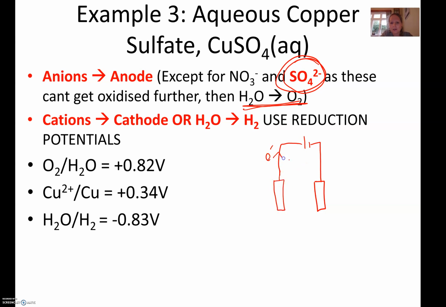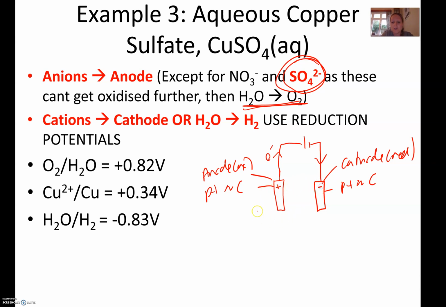Electrons flow from the anode to the cathode where reduction occurs. This is made out of platinum or carbon. This is the anode where oxidation occurs, made out of platinum or graphite. Anions are attracted to the anode. Anions are negative, therefore the anode is positive. Cathode will be negative. Okay, there's our template.